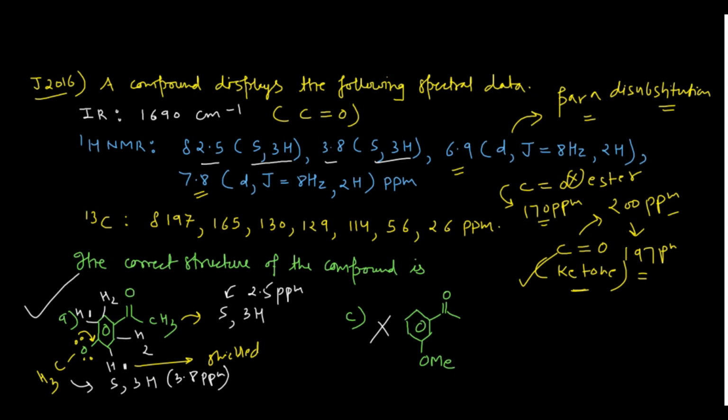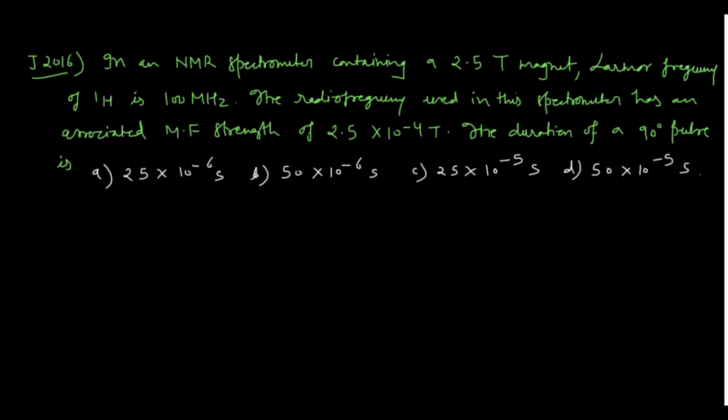Now moving to the next one, again a problem from June 2016. In an NMR spectrometer containing a 2.5 Tesla magnet, the Larmor frequency of the proton is 100 megahertz. The radio frequency used in this spectrometer has an associated magnetic field strength of 2.5 times 10 to the power minus 4 Tesla. What is the duration of a 90-degree pulse? However, see guys, this question is not a very easy question.